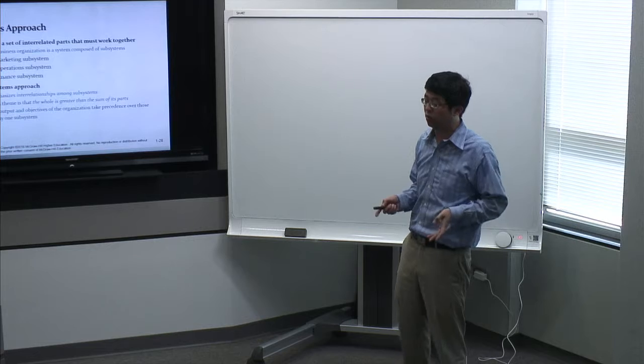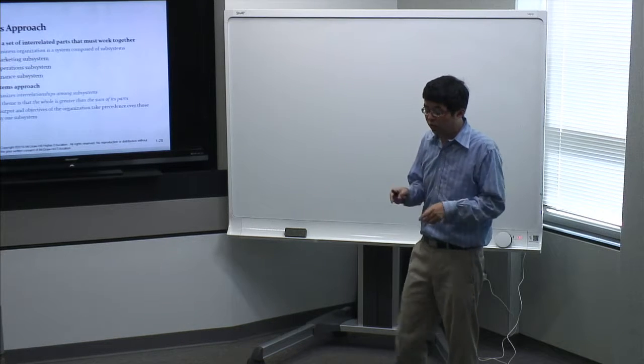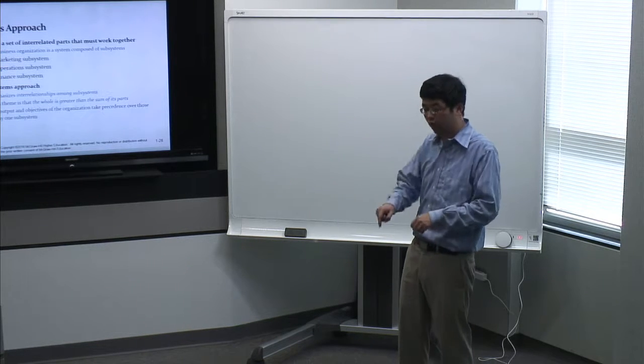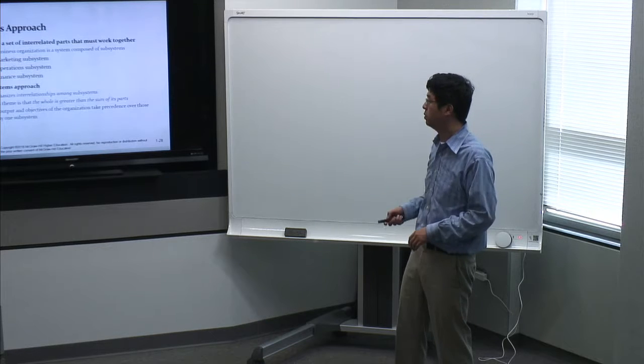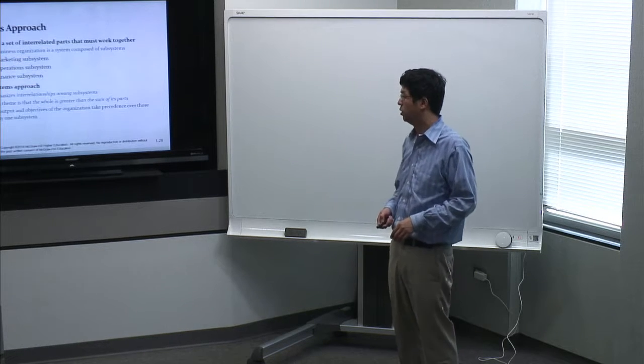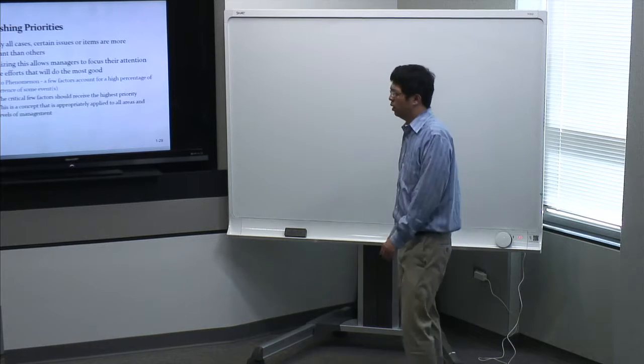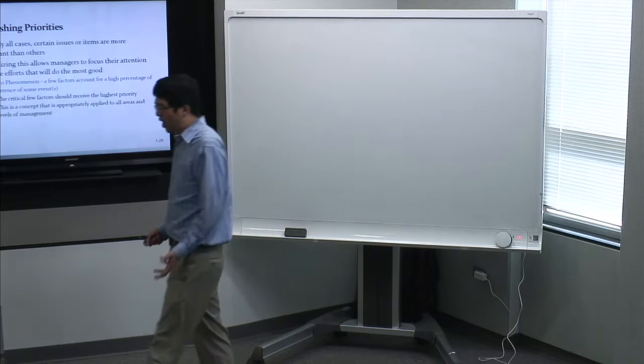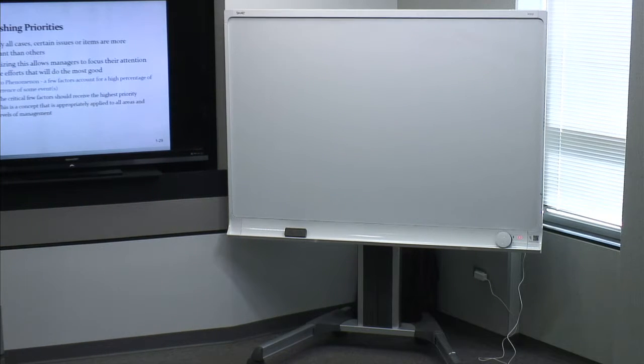The most important thing I want to mention is that each function in a subsystem can affect other functions in the same subsystem, such as the operation subsystem. In the management world, we have to set priorities. I think that's also true for your daily life. You have to set priorities, right? So certain issues or items are more important than others.